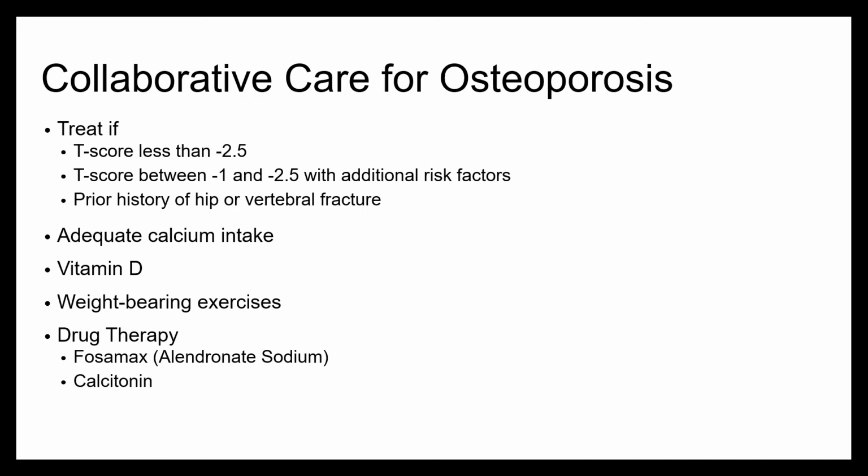Common medications used are bone reabsorption inhibitors, otherwise known as bisphosphonates, such as Fosamax, which is the brand name. Alendronate sodium is the generic name for that medication. These medications work to inhibit bone reabsorption. They do have some side effects such as anorexia, weight loss, and gastritis.